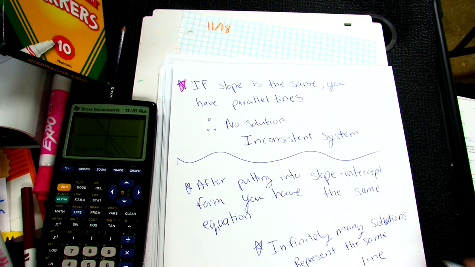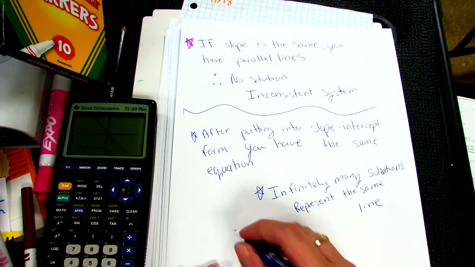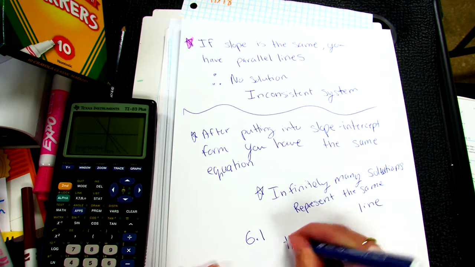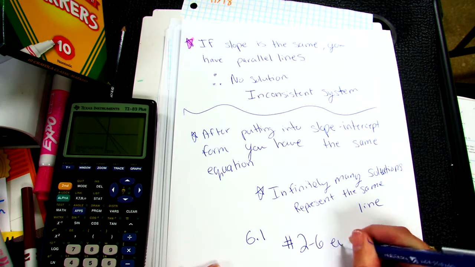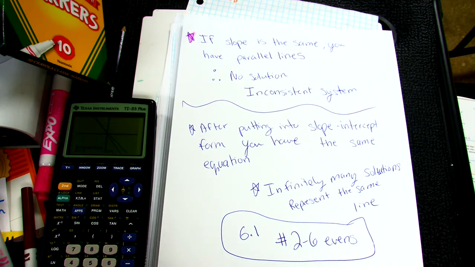All right. That is all I have for you today. Make sure that you are doing 6.1, number 2 through 6 evens. You can absolutely use your calculator. All I'm looking for is the point of intersection.